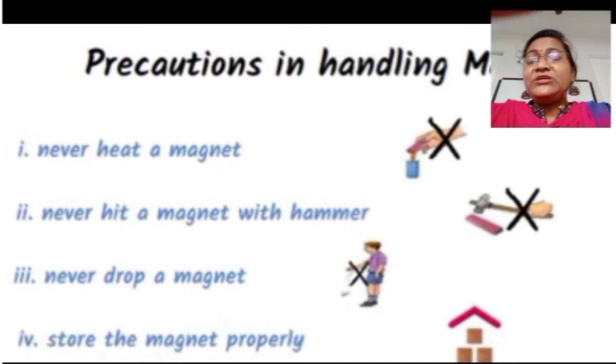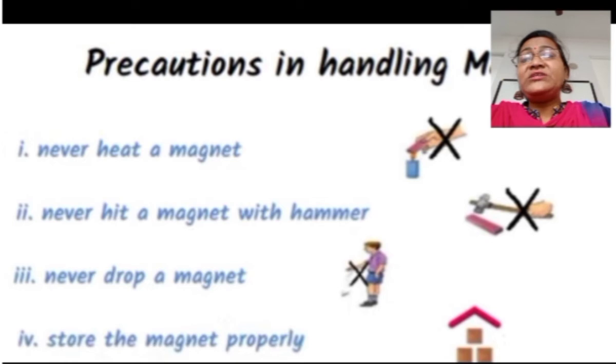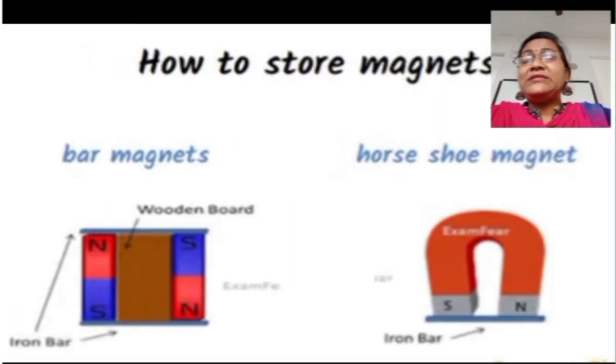First, we should never heat a magnet over a burner. Second, we should never hit a magnet with a hammer, and third, we should never drop a magnet on the floor from a great height. And the fourth precaution is that we should store magnets properly when they are not in use. Magnets tend to lose their magnetism gradually and become weak over a period of time if they are not stored properly.